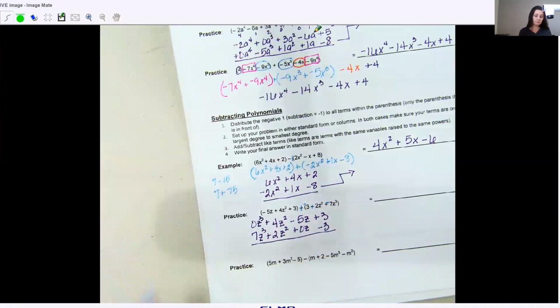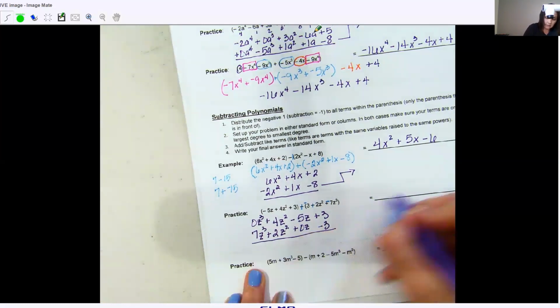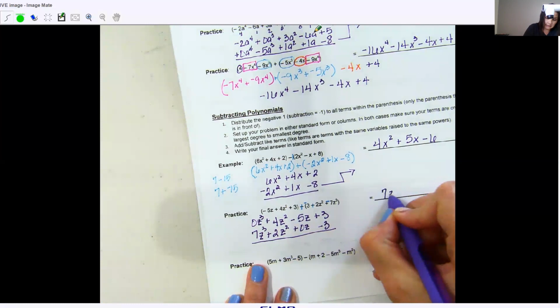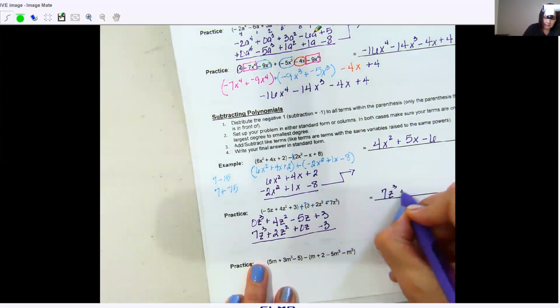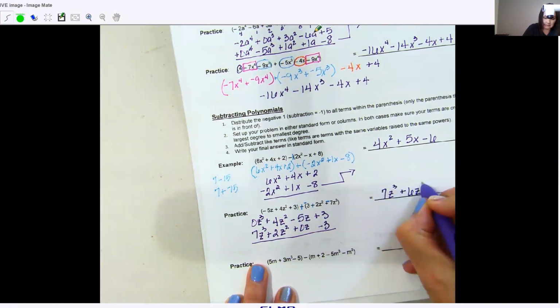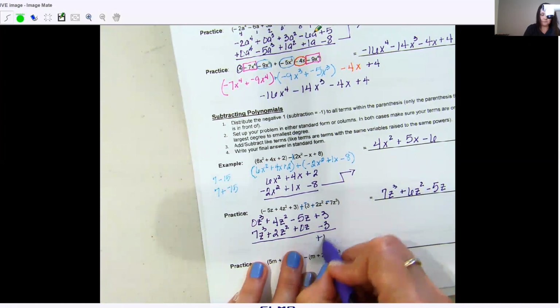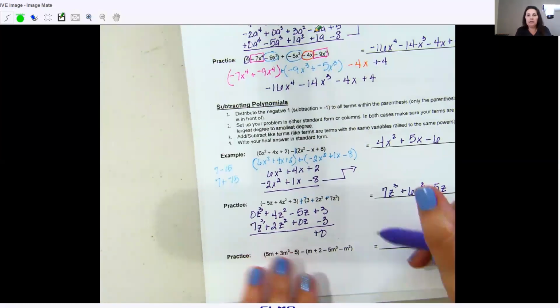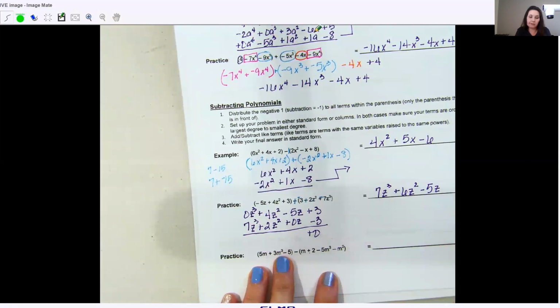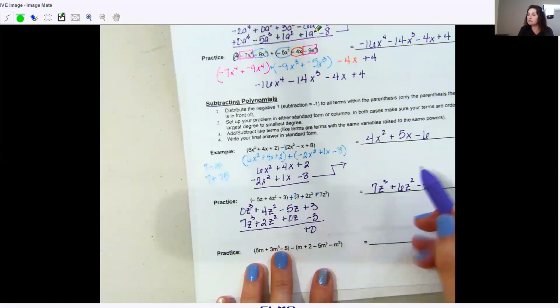And now I can solve this. So I end up with 7z cubed plus 6z squared minus 5z. Now I have a plus 0 here, but you really don't need to put that plus 0 in your final answer. So I'm just going to leave my answer like this.